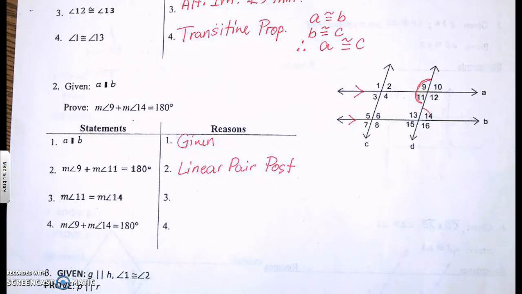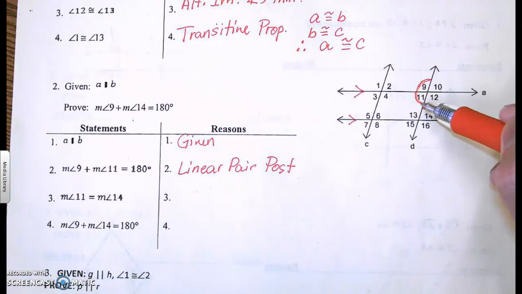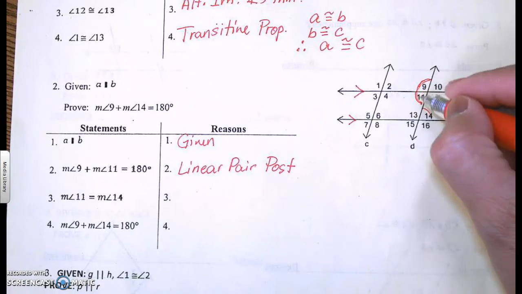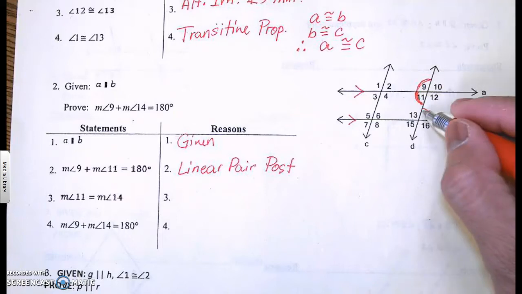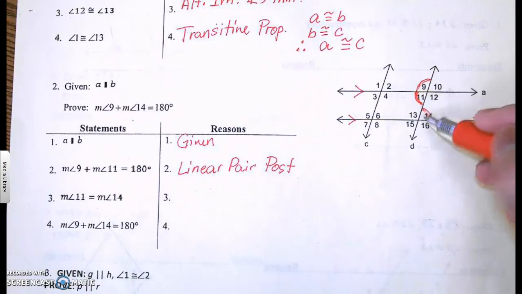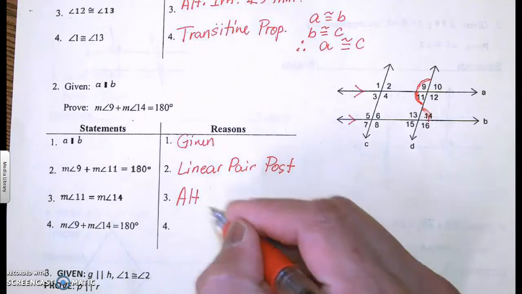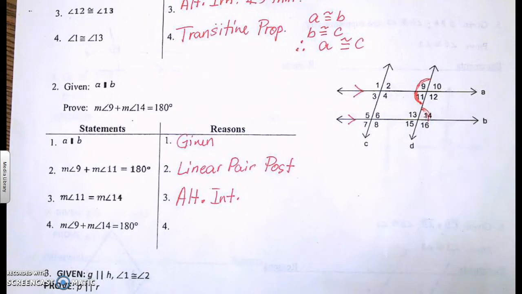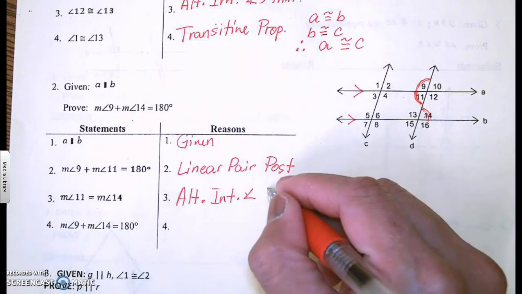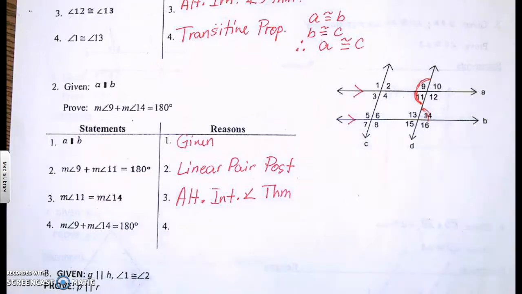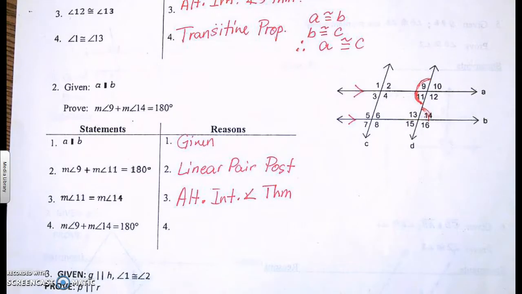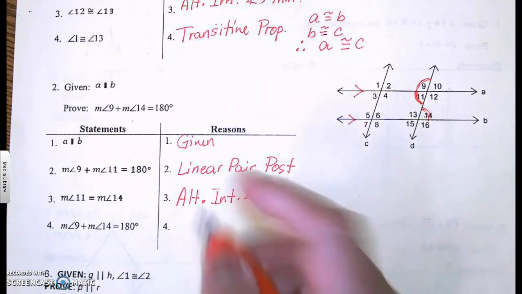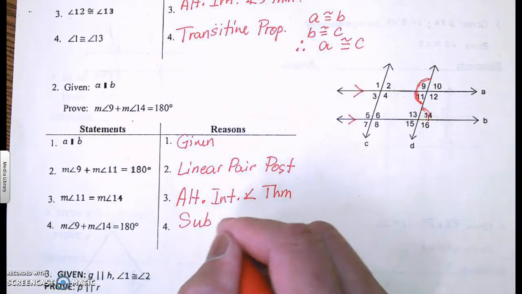And then now we are going to proceed to saying that measure of angle 11 is actually equal to measure of angle 14. And you see that they are alternate interior angles, and alternate interior angles are congruent. So we're going to use the alternate interior angle theorem. And now we can establish that measure of angle 9 plus measure of angle 14 is equal to 180 degrees by substitution. I will explain this a little bit.